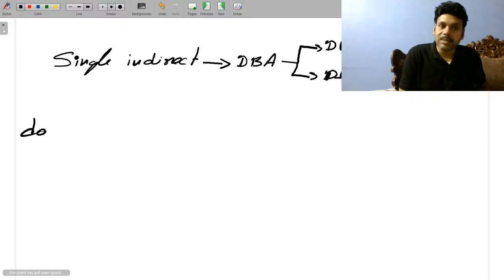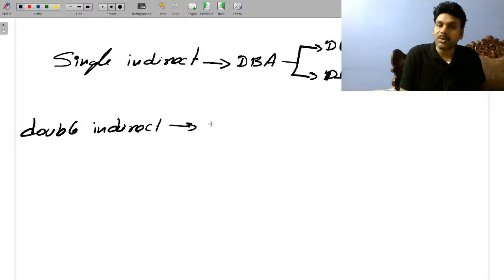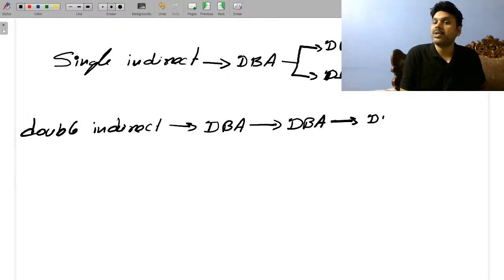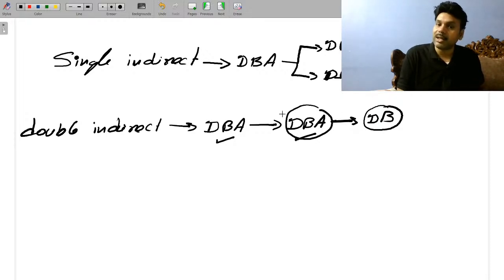If I am asking about double indirect, please understand. Double indirect means what? You will know now. First, I will store addresses of other blocks which are also storing addresses only. In those, I am going to store your data. You see, this is one level. This is another level. This is your direct. This is single indirect. This is double indirect. Please understand.